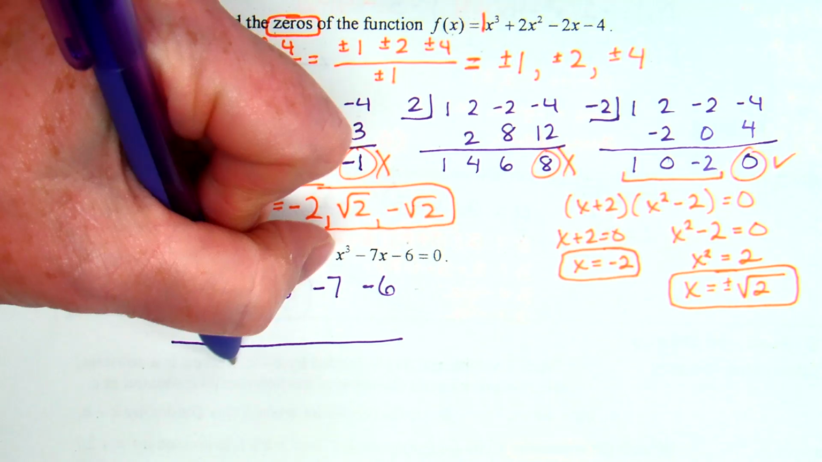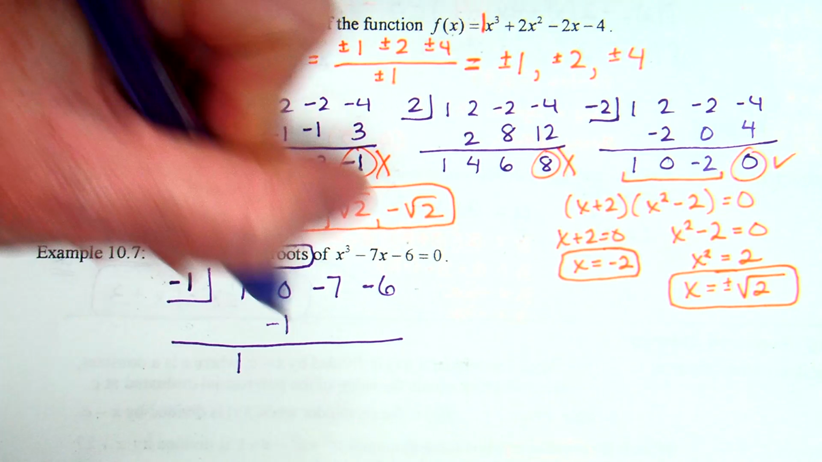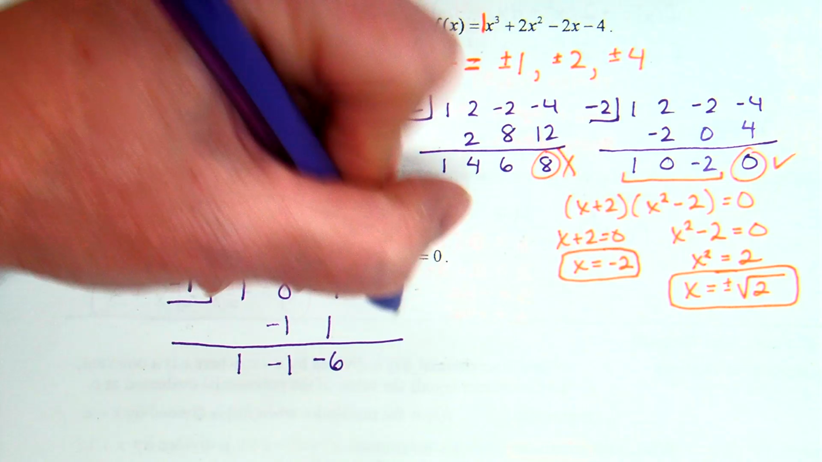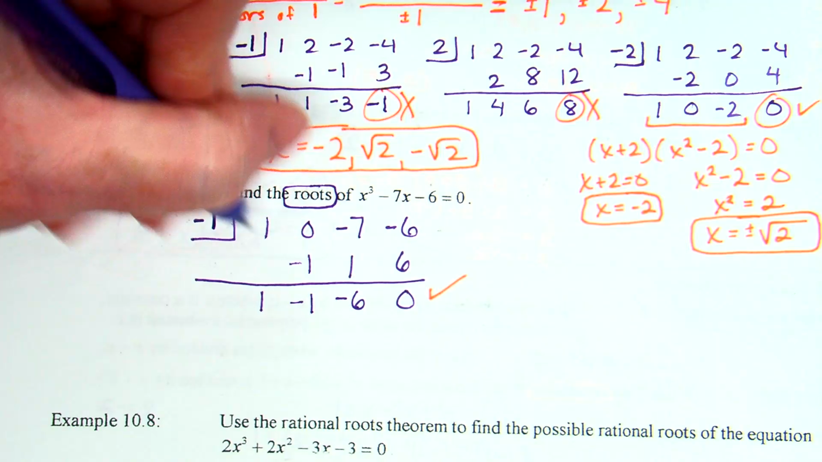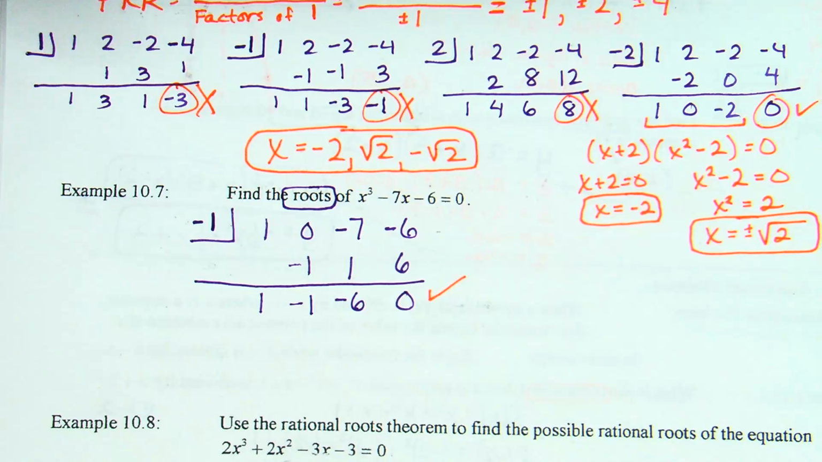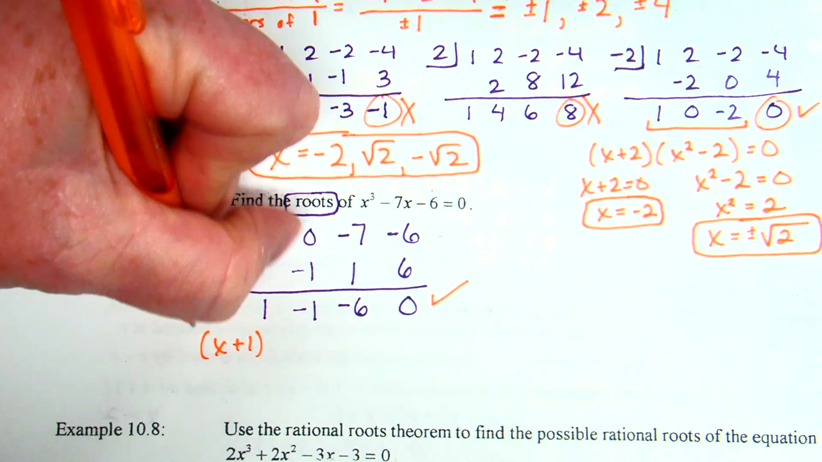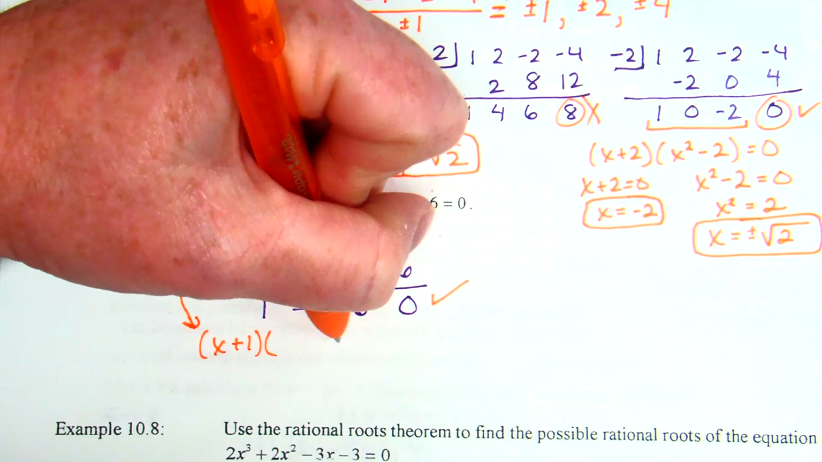Drop the 1. -1 times 1 is -1. Add -1. Multiply +1. Add -6. Multiply +6. Add 0. So what just happened? We found a 0, yes? So we know that one of our factors, -1, represents the factor of what? X plus 1.